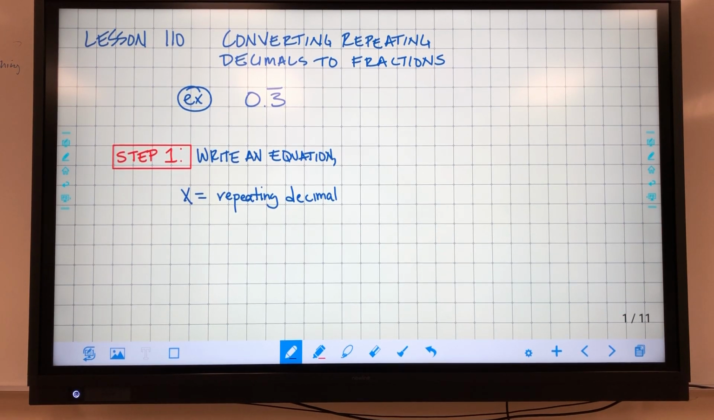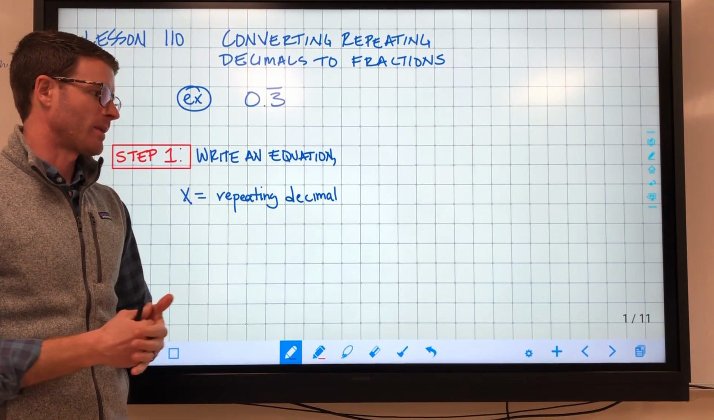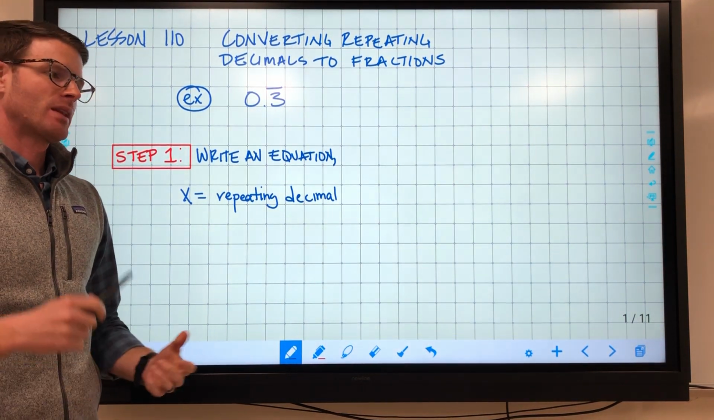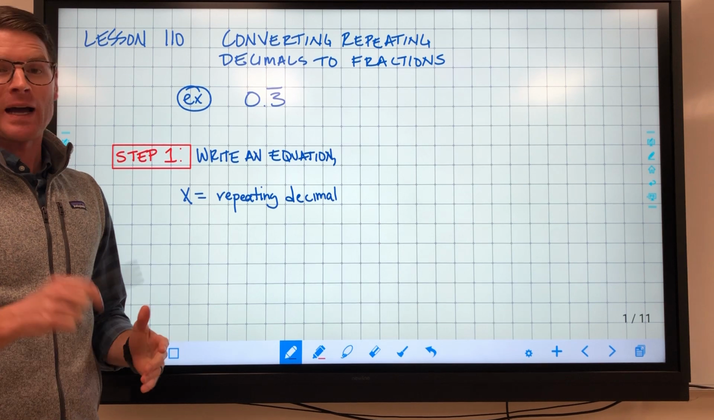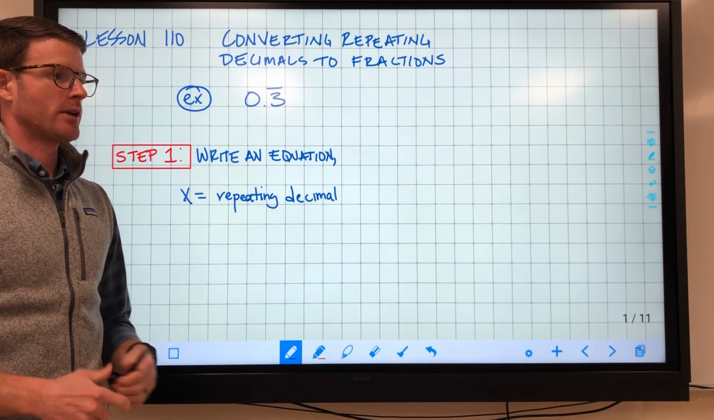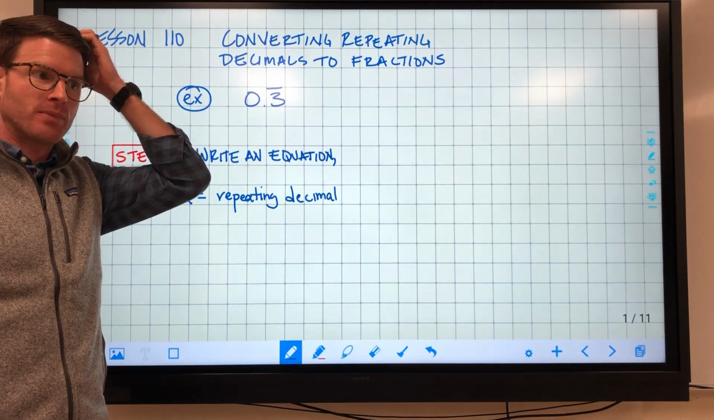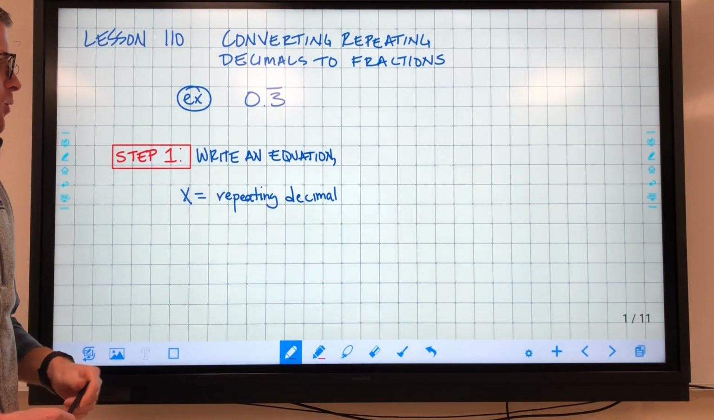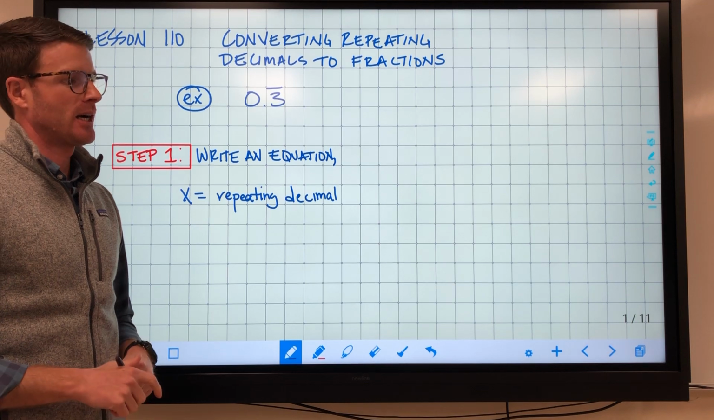All right, guys, lesson 110. Today we're converting repeating decimals to fractions, and I'll say this is one of my favorite lessons. I'll also say that Khan Academy has a great video on this if what I'm about to show you doesn't register. But again, very cool lesson in my eyes.